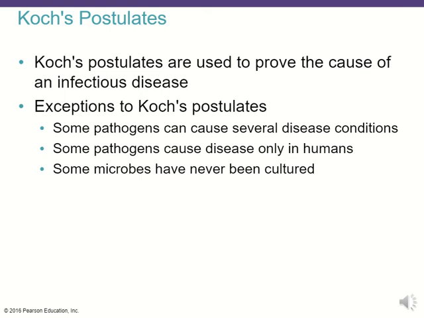Now, Koch's postulates are used to prove the cause of an infectious disease, because it's not normally good enough to just know what the symptoms of something are, but generally if you know the cause, you can treat it or prevent it. There are exceptions to Koch's postulates, though. Some pathogens cause several disease conditions, not just one in particular. And there are pathogens that cause disease only in humans, and therefore cannot be tested in lab animals. And then there are some microbes that have never been successfully cultured.